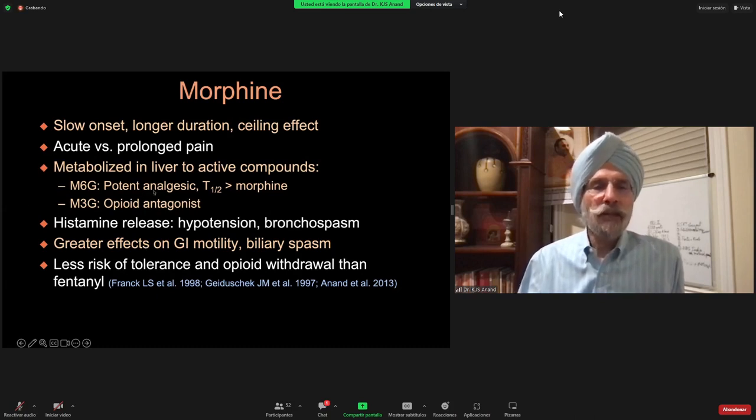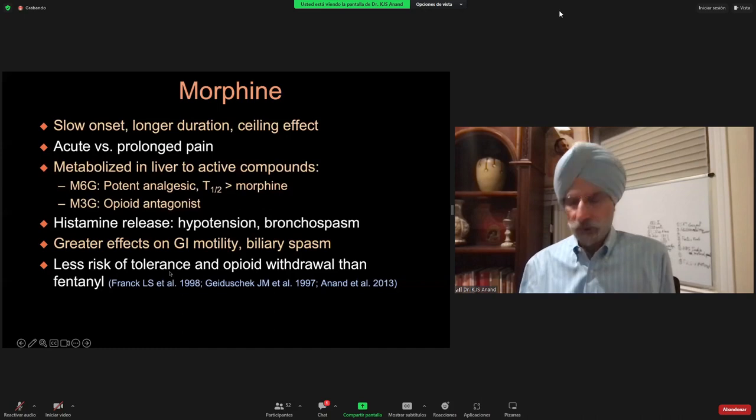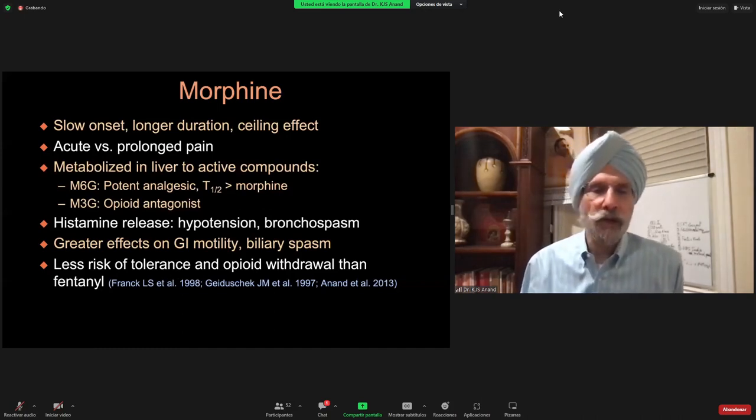It's metabolized to two different compounds. Morphine 6-glucuronide itself is a potent analgesic, whereas morphine 3-glucuronide, which is the compound that neonates are mostly making, acts as an opiate antagonist. Morphine can cause histamine release, as you know, has some effects on GI motility, but a lower risk of tolerance as compared to fentanyl.